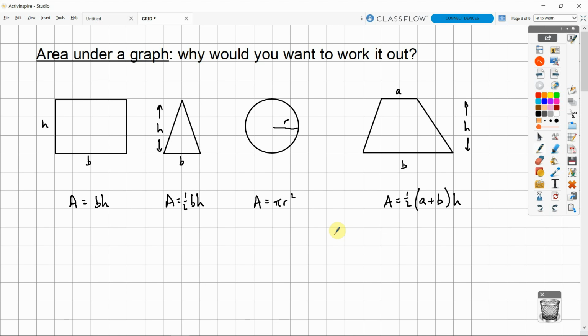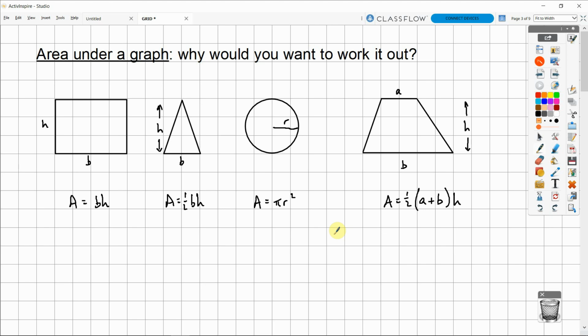You may have watched a previous video in which we looked at how to work out the area under a graph, but in that we didn't discuss why you would want to do that. So that's the purpose of this video. Why would you want to work out the area under a graph, under a curve?